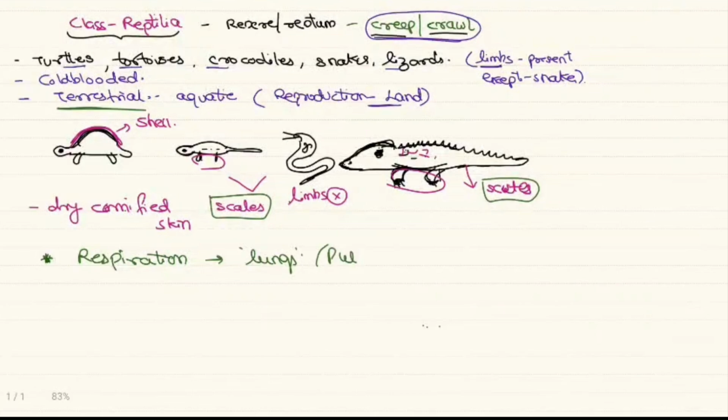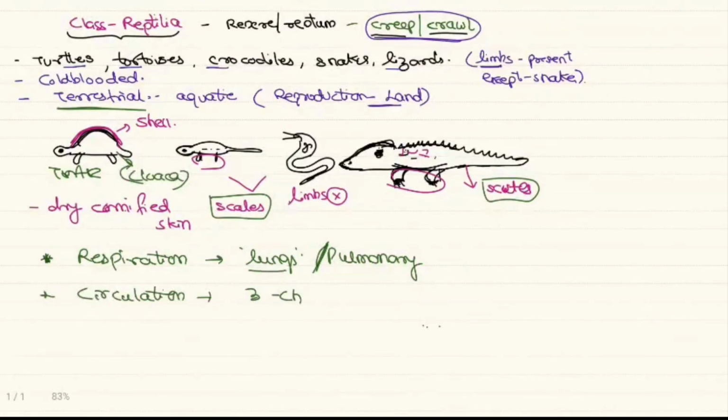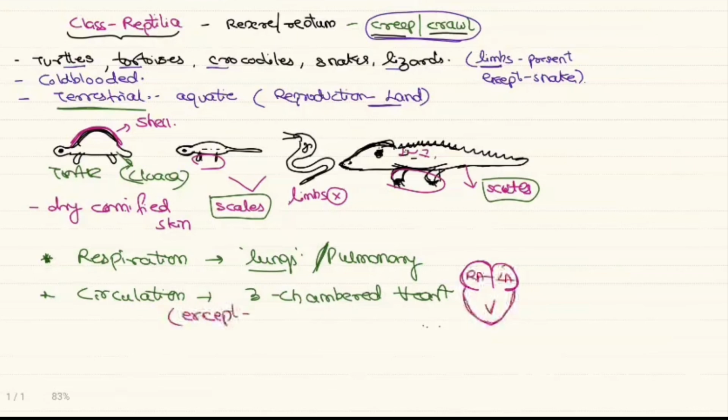Coming to respiration, these animals have complete lungs for respiration. So respiration is pulmonary. However, an extra point is that in the case of marine turtles, the cloaca may also help in the respiration process. So basically they have pulmonary respiration, through the lungs. Coming to circulation, same as amphibians, they have a three-chambered heart with two atria and a single ventricle.